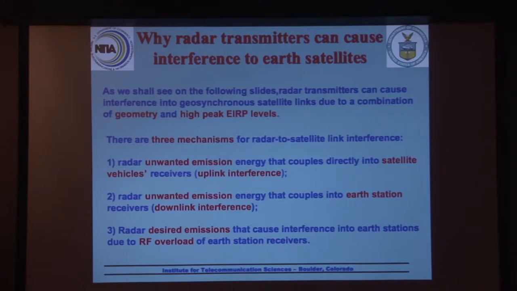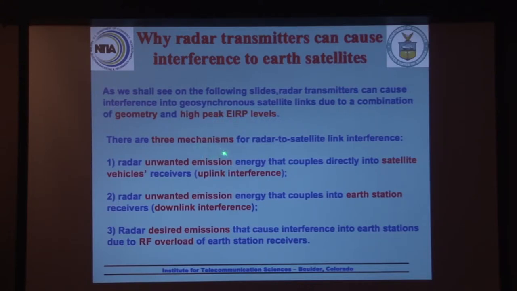So, first of all, why do radar transmitters cause problems to Earth satellites? And it's not just geostationary satellites, although the problem tends to be worse with geostationary satellites, because they stay above one point on the Earth's surface long enough to get protracted interference from satellites. Well, as we're going to see on the following slides, radar transmitters fundamentally cause interference into the satellite links due to a combination of geometry between the radars and the satellites and the satellite Earth stations, and also because of the high peak effective isotropic radiated power levels that radars put out.